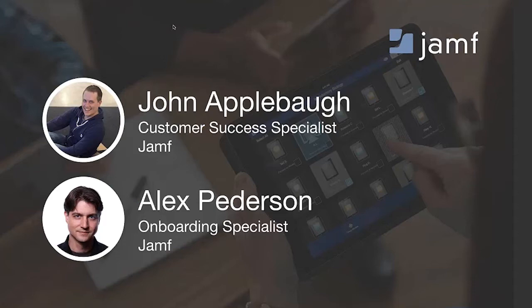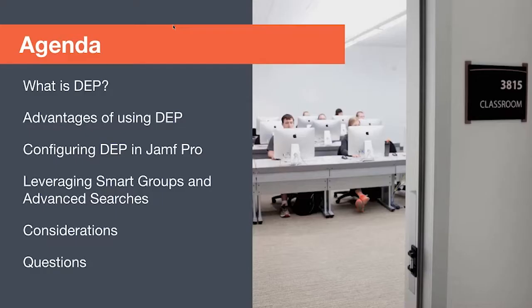Diving right into it, we're going to be covering what is DEP, or the Device Enrollment Program. We'll be talking through some of the advantages of using this program as part of your deployment. We'll also be going through the initial setup and configuring of DEP with your Jamf Pro server. Then we'll dive into using smart groups and searches as well as buildings and departments as part of your deployment and organizing. We'll round it out with some additional considerations and talk through some best practices that you might want to think about for your individual pre-stage enrollment.